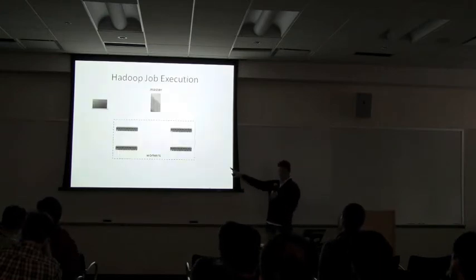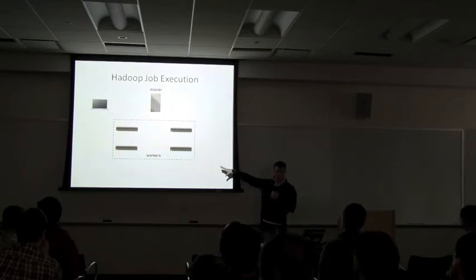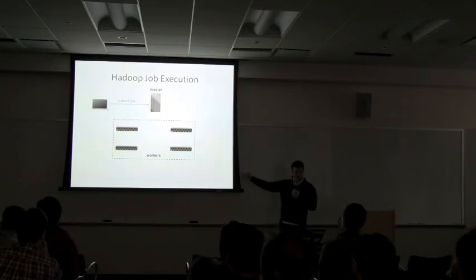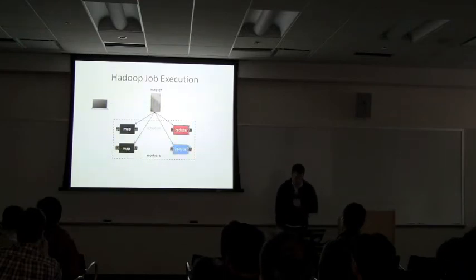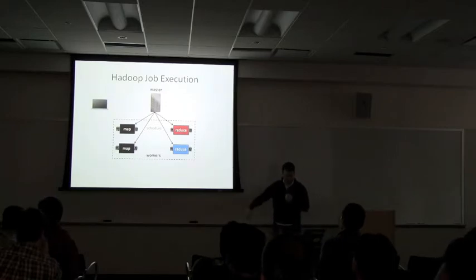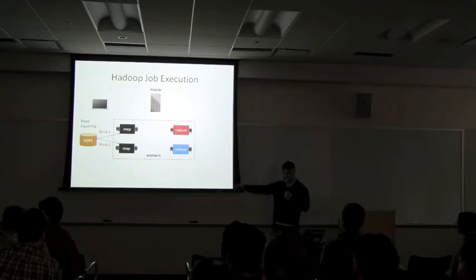So here's a little example cluster. I have a single master or job tracker at the top, and I have 4 worker nodes. And I have a client here submitting a job to the job tracker. The job tracker will schedule those map and reduce tasks. I've shown 2 maps and 2 reduces here. And the maps will read their input blocks from HDFS.